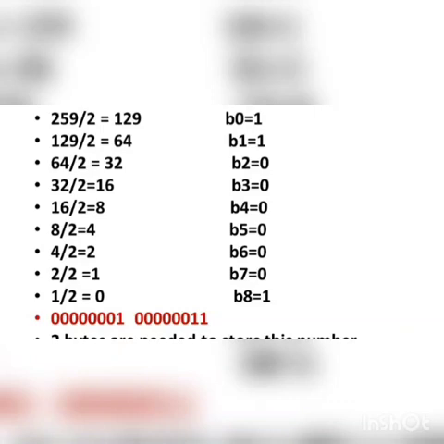So how do we write the answer? We always write the answer from bottom to top. Let us write the answer: 1 0 0 0 0 0 0 1 1. 2 bytes are needed to store this number because we always complete the answer in 8 bits.